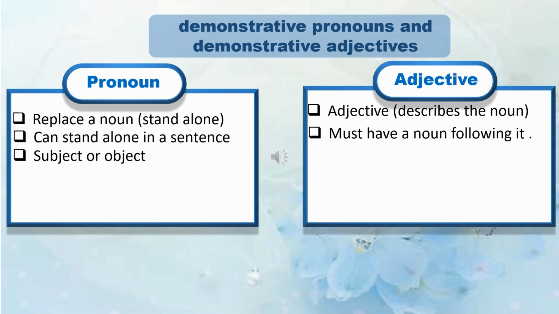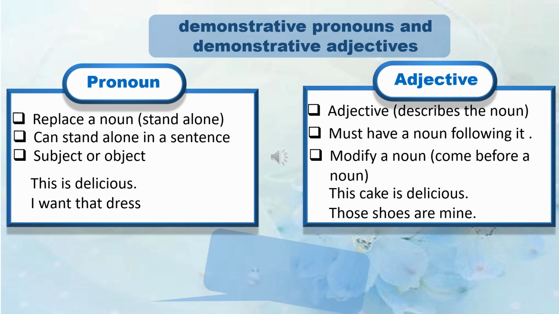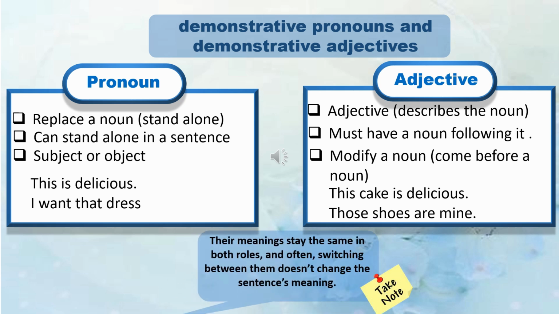Function in sentence. Pronoun: acts as either subject or object. This is delicious. I want that dress. Adjective: always modifies a noun. This cake is delicious. Those shoes are mine. Remember, both use the same words, this, that, these, those, but pronouns replace nouns while adjectives describe them. The meaning stays similar, but adjectives make it more specific.